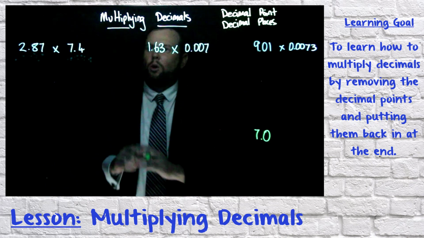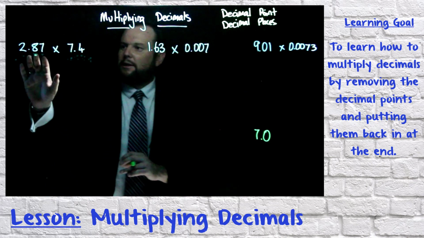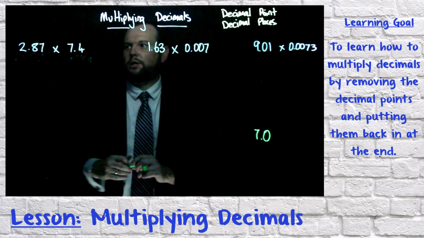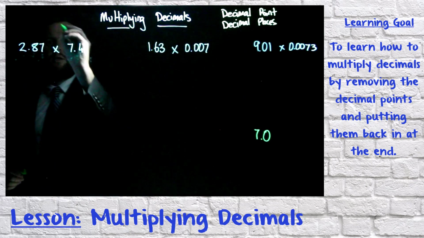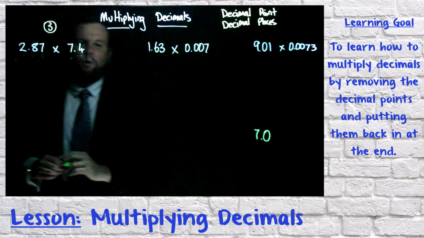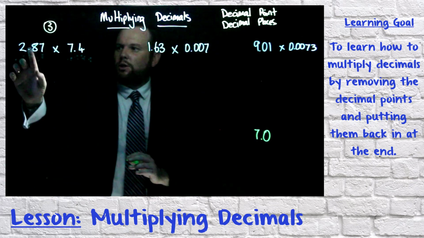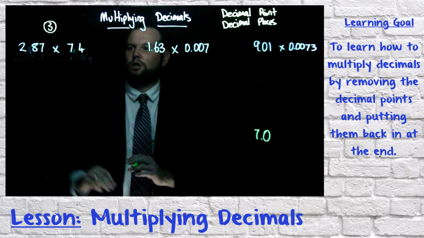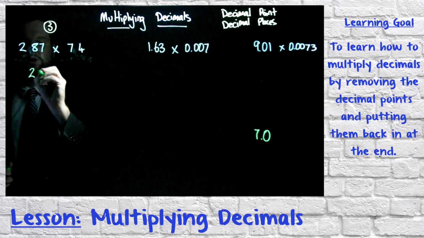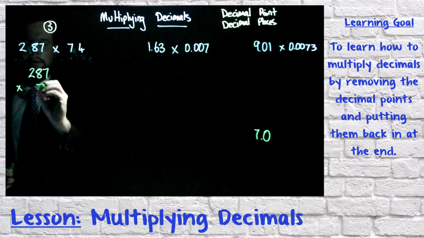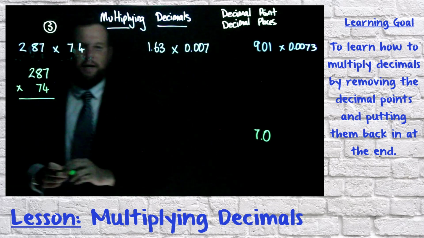So, how we multiply decimals is we count the number of decimal places in our whole question. So in this question I have 1, 2, 3 decimal places. So I just write it down so I remember it. And now what I'm going to do is I'm going to do this question and pretend that there are no decimal points. So I do 287 times 74, okay?